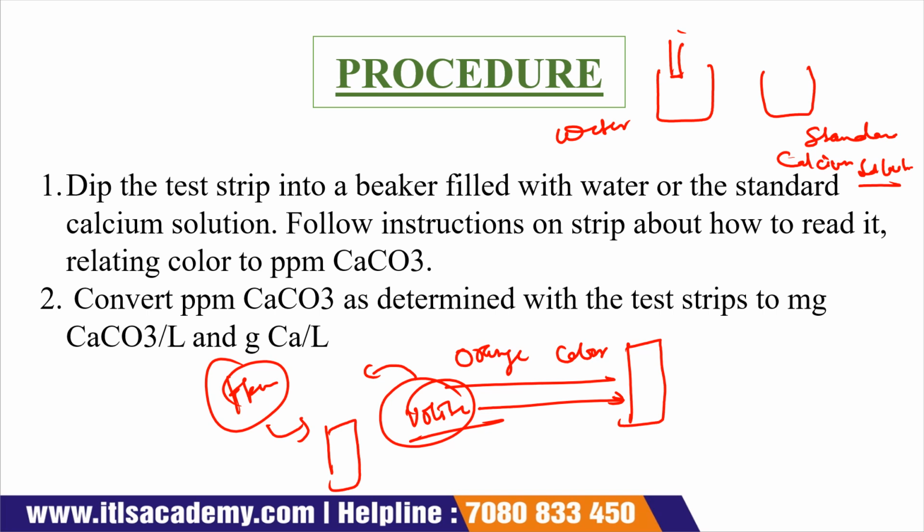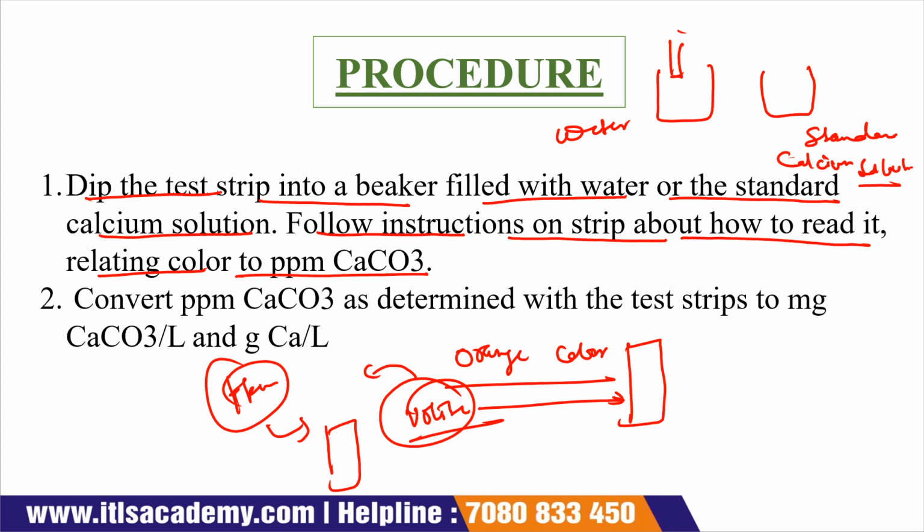Now see what is written in the slide. Dip the test strip into a beaker filled with the water or the standard calcium solution. Now follow the instruction on the strip about how to read it, relating color to ppm calcium carbonate. Now convert this calcium carbonate as determined with the test strip to milligram of calcium carbonate per liter and gram of calcium per liter. So this is the procedure.